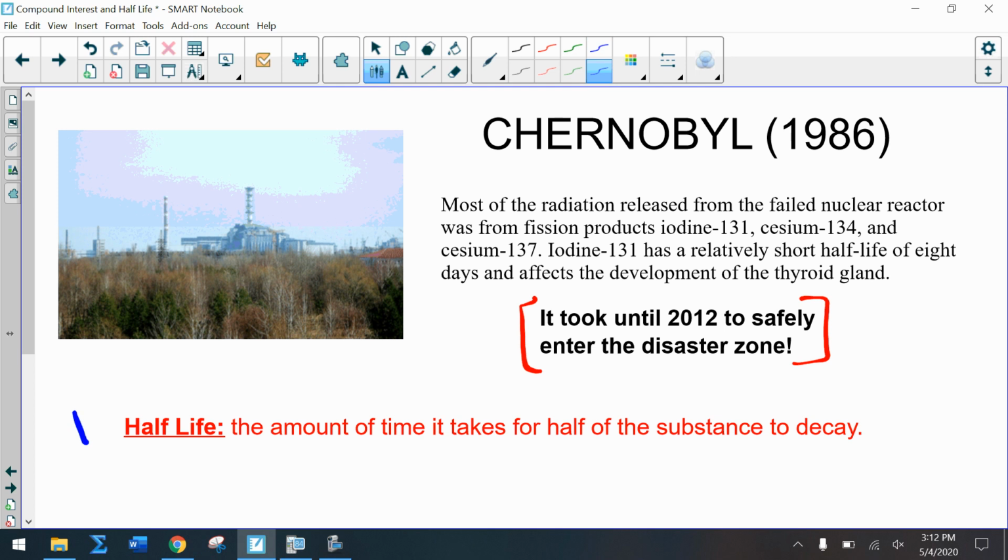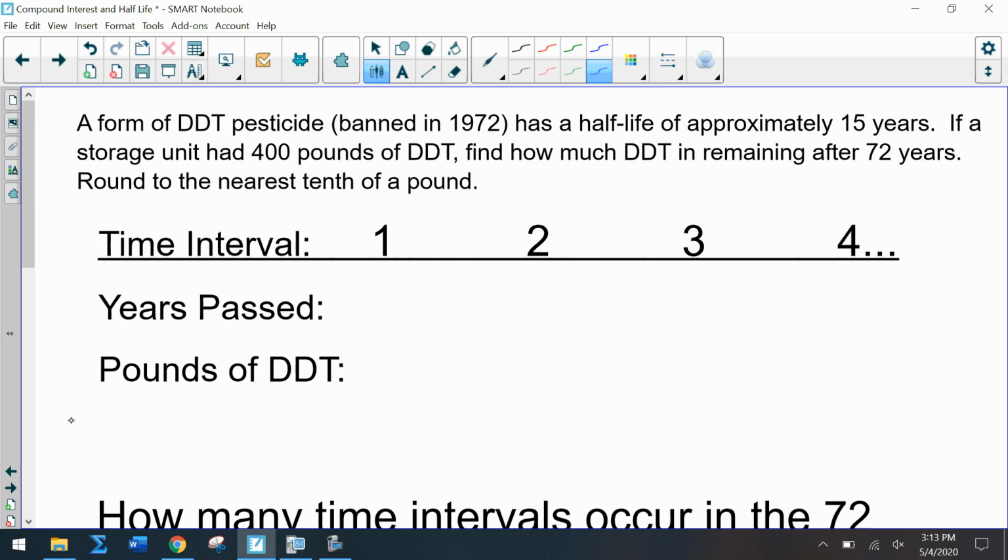Half-life is the amount of time it takes for half of a substance to decay. And in chemistry, you'll probably recognize half-life when you're talking about elements, because elements have half-lives, and I believe that's on the periodic table. Okay, so let's look at this example.